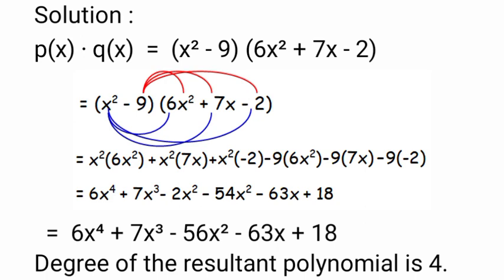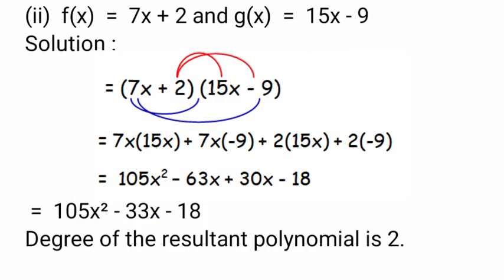Here variable is x. How many power of x? The highest power is 4, therefore the degree of the resultant polynomial is 4. Can you understand? Okay. Second question, f of x equal to 7x plus 2 and g of x equal to 15x minus 9.